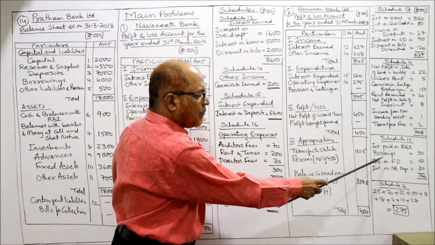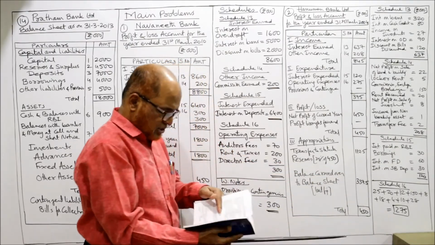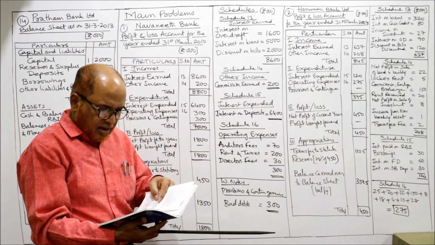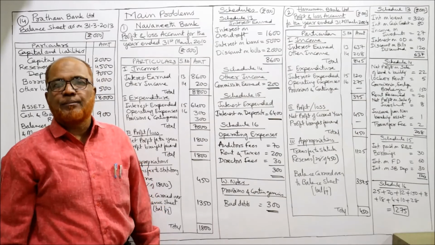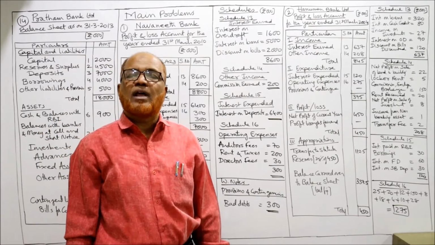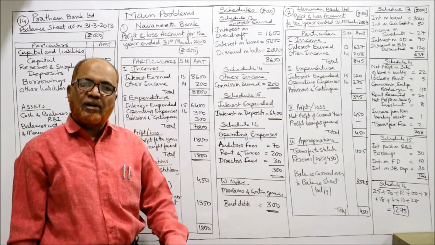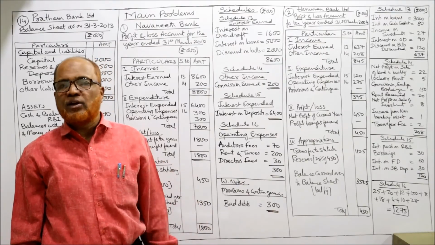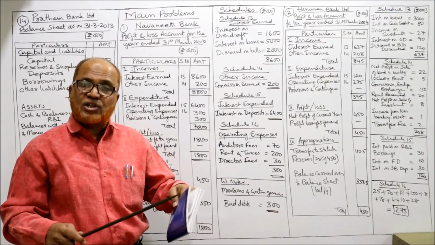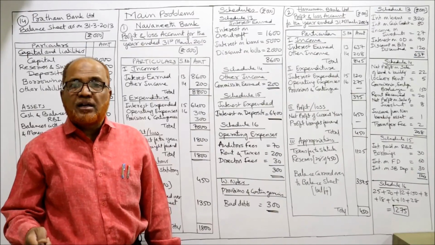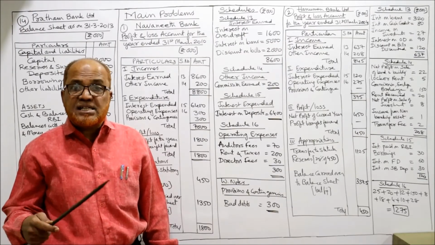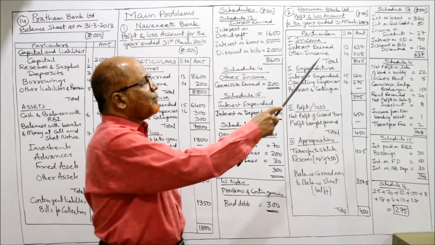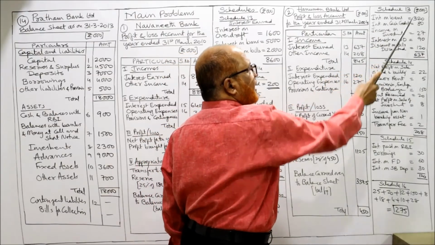Interest on fixed deposit, 60. Then comes interest on cash credits, 80. Cash credit is also one of the loans. Already we have discussed in the theory video the difference between loans, cash credits and overdraft. So interest on cash credit is interest earned, 13th schedule. Interest on cash credit, 80.